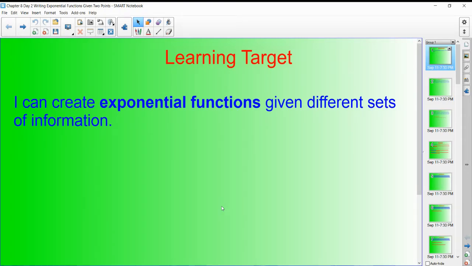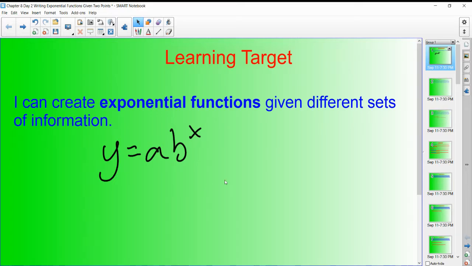Hello, everyone. Today we're going to talk more about exponential functions, and we're going to create some equations given different sets of information. Today we're going to deal with the general case of y equals a times b to the x. Normally we can have plus k at the end, but for today we're going to assume our horizontal asymptote is always y equals 0. So our k value is always going to be 0, so we just have y equals a times b to the x.